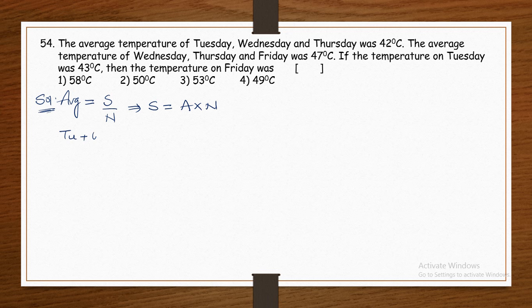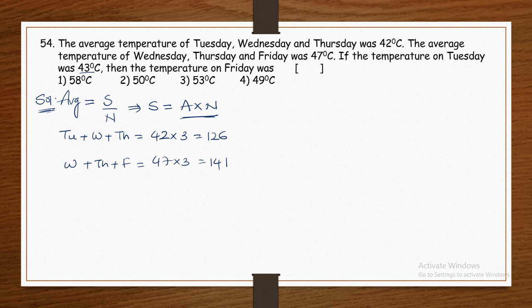Here, Tuesday plus Wednesday plus Thursday is equal to 42 into 3, since the average is 42. So 3 2s are 6, 3 4s are 12. So Tuesday plus Wednesday plus Thursday's temperature will add up to 126. In the same way, Wednesday plus Thursday plus Friday is equal to 47 into 3, using the same formula, which gives me 7 3s are 21. So 2 is carried, 4 3s are 12, 14.